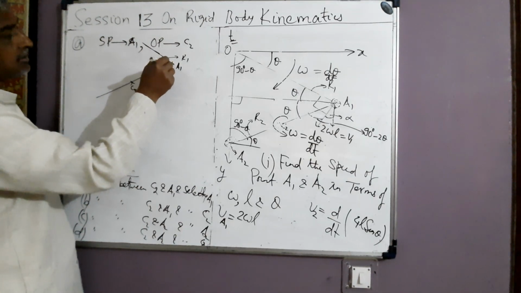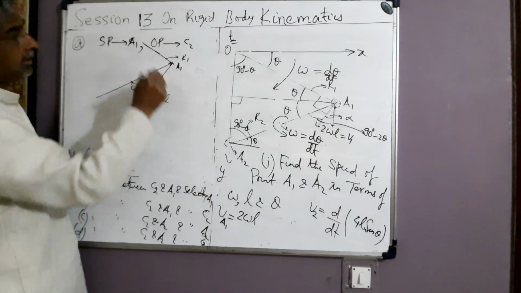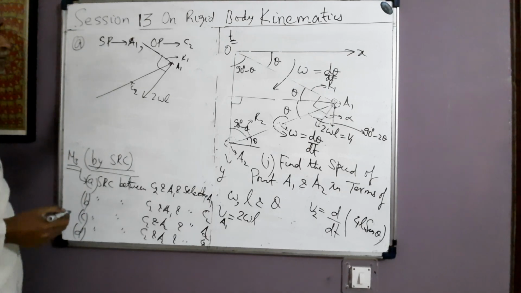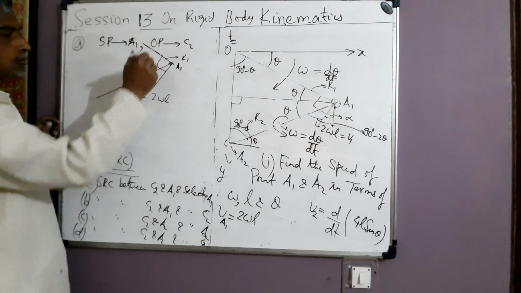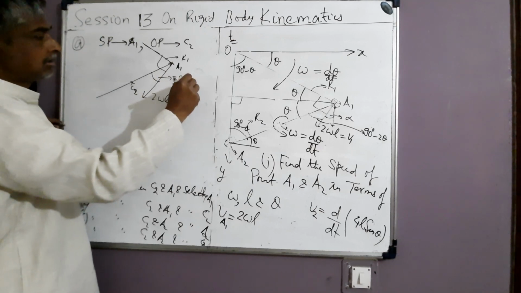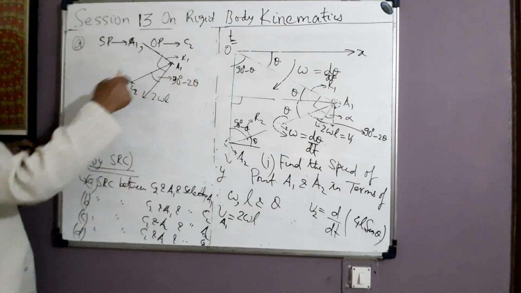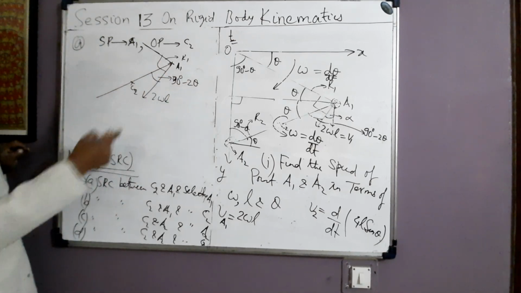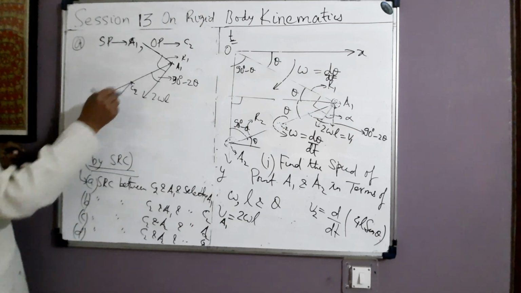Now velocity of A1 is this, 2 omega L at right angles to rod R1. This angle is 2 theta, this is 90, this is equal to 90 minus 2 theta. We give the speed of A1 to C2. Speed of A1 is 2 omega L. We give 2 omega L to C2.